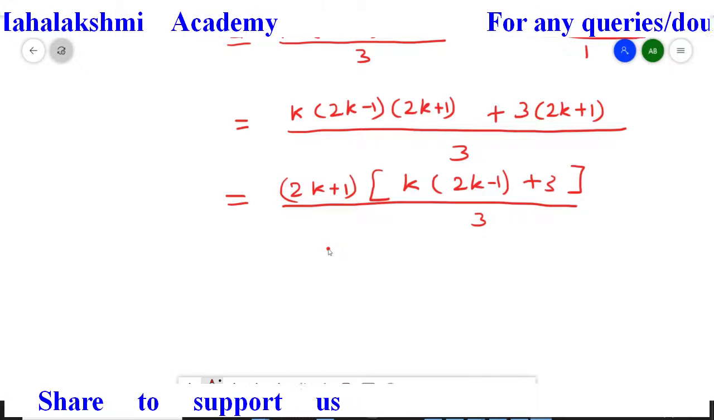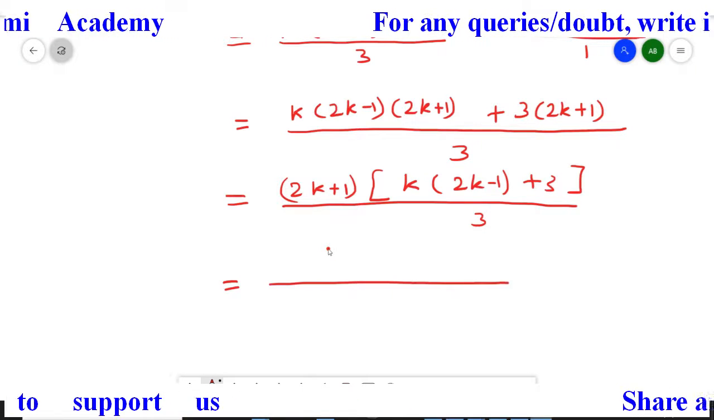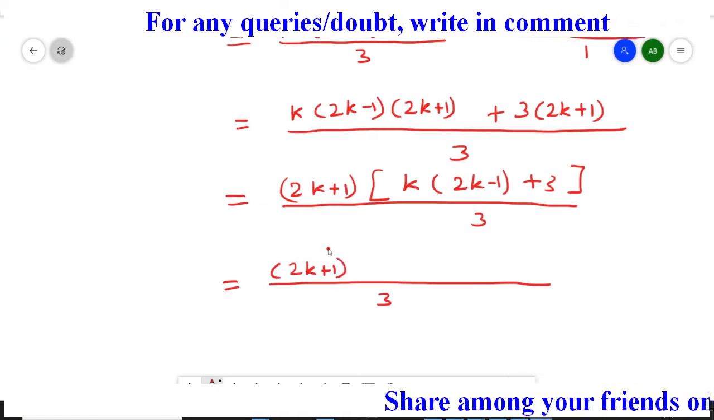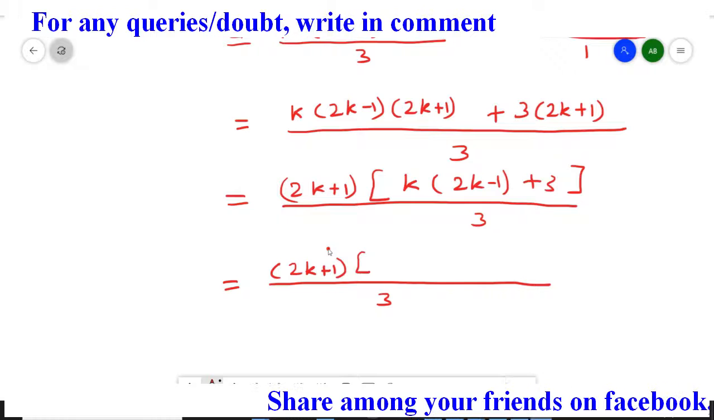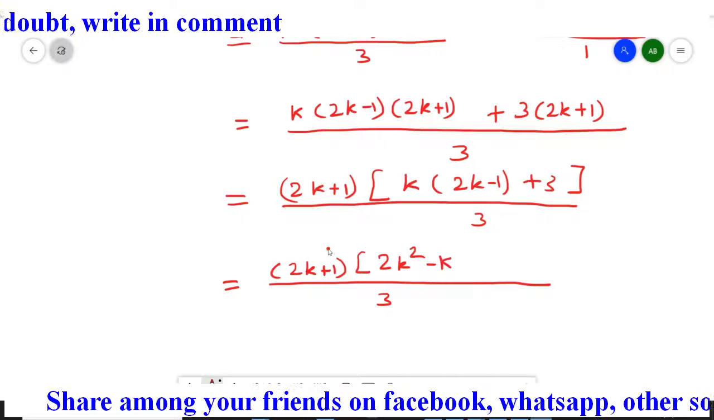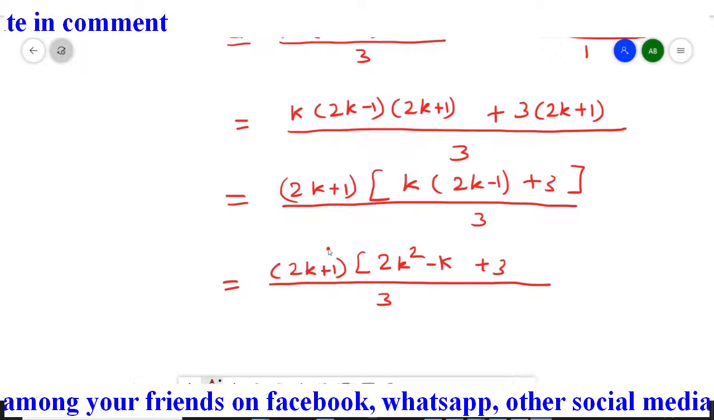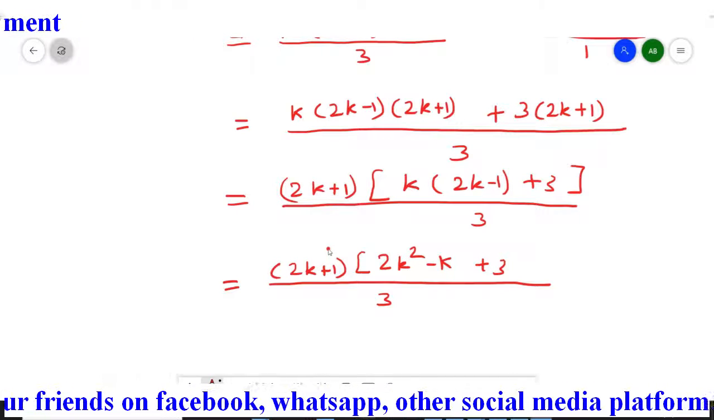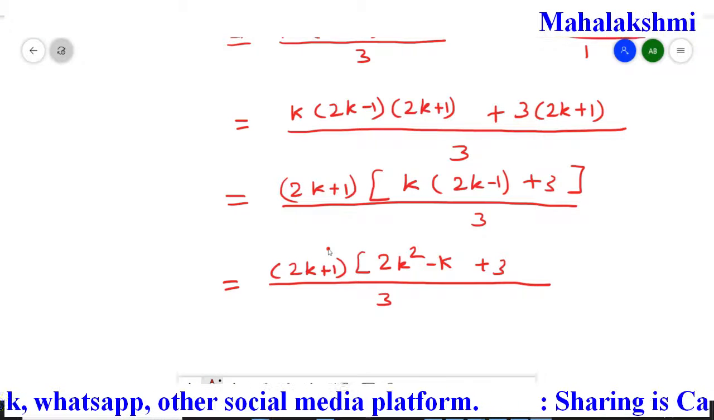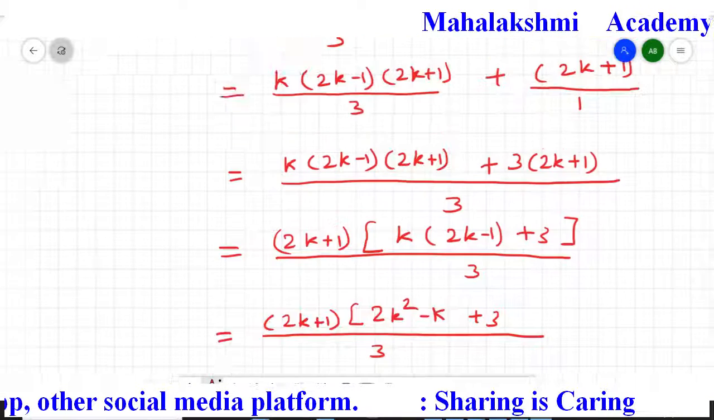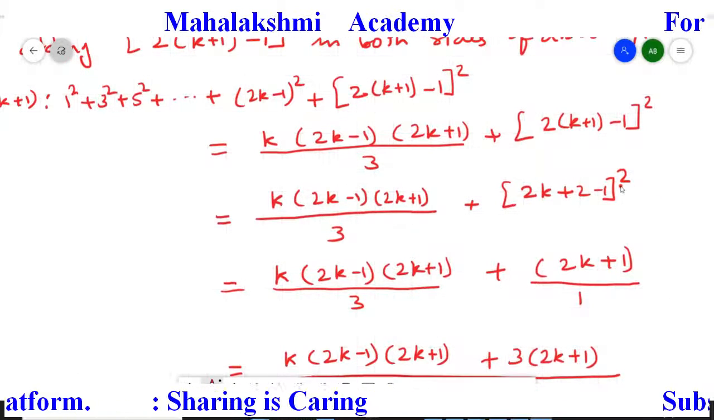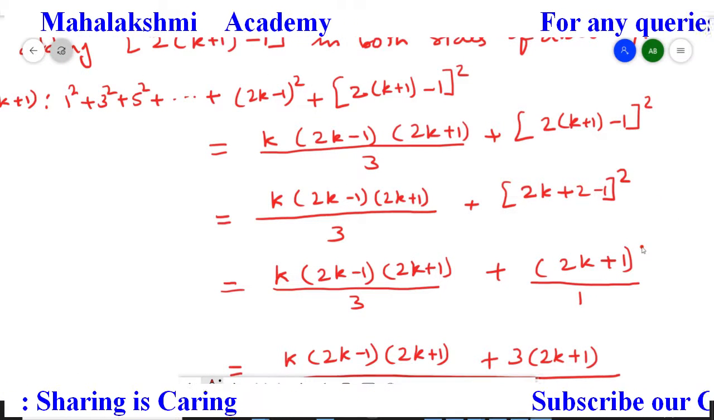So it will provide us, divided by 3 as it is, (2k plus 1), then the big bracket: we have to open the small bracket, so we will get 2k square minus k plus 3. So in this one minute I have to check what is missing here. I think we missed the square, so we have to write the square here.